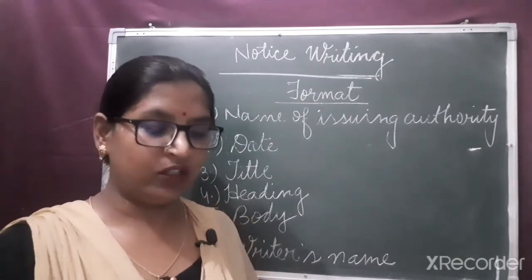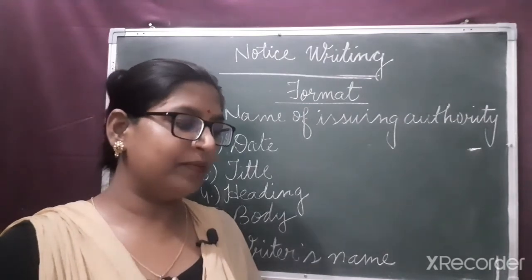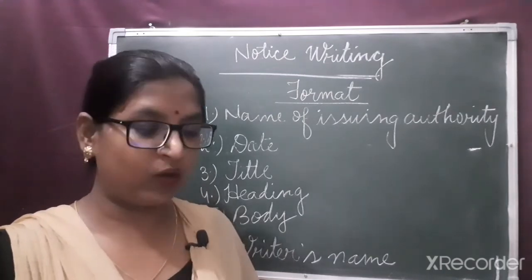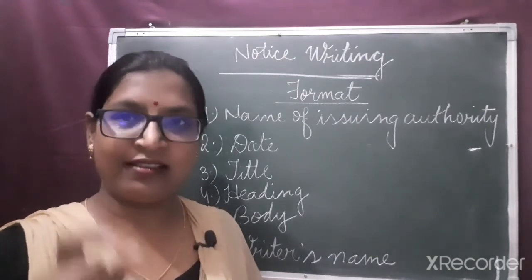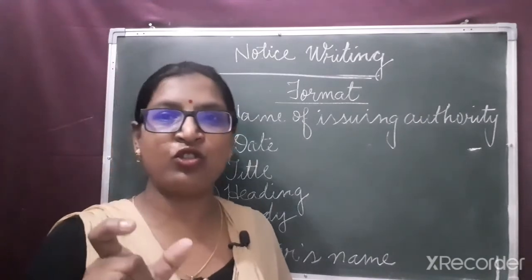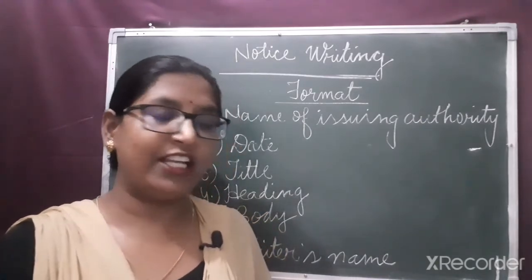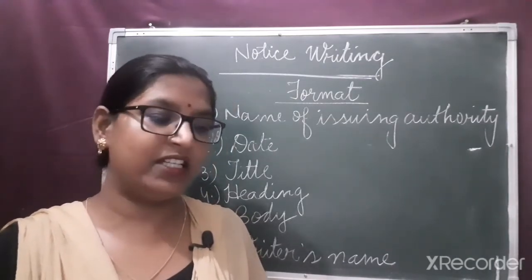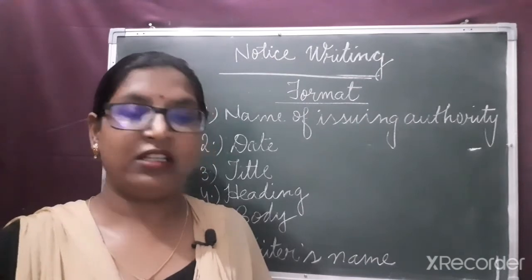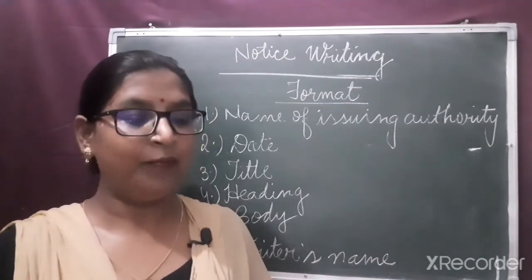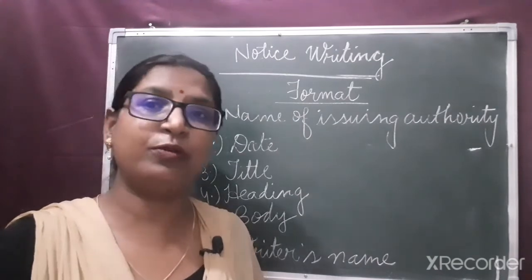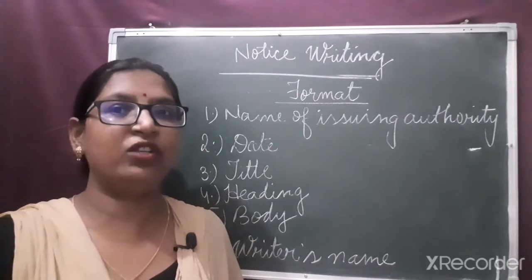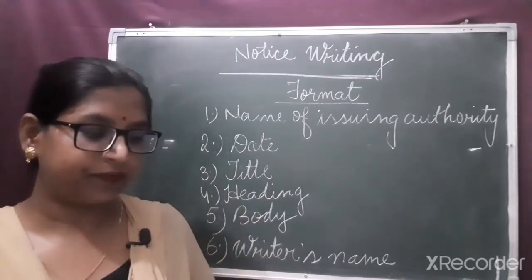After this title comes the heading, the main heading about what we are going to write the notice on, and that heading is also centralized. It should be written in the center of the page, in the center of the box. After the title, we write an appropriate heading to the notice. This heading should make clear the purpose of the notice. For what purpose, for what reason we are writing a notice should be mentioned in the heading.